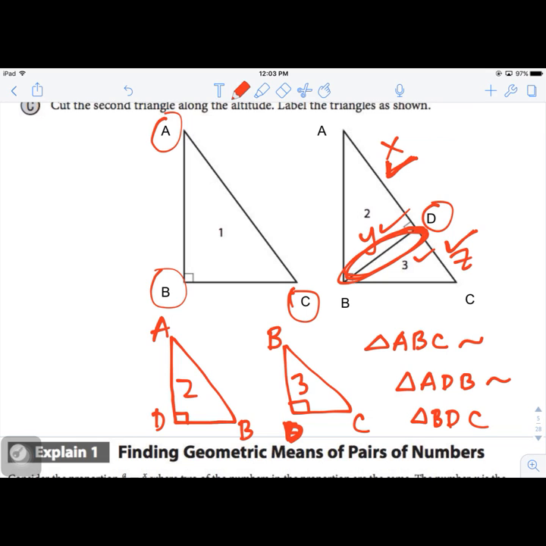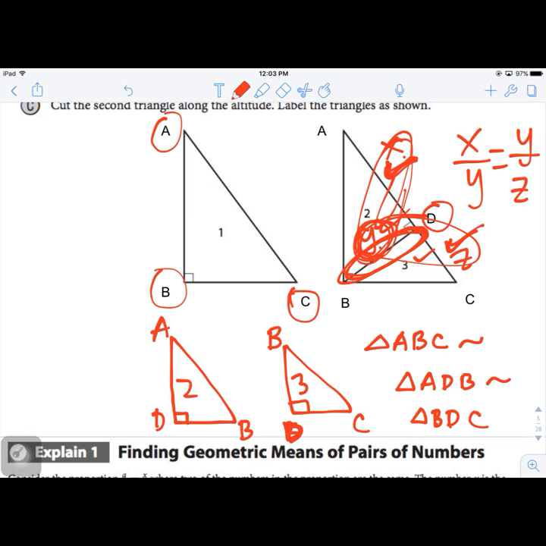So the way that we set it up is X over Y equals Y over Z. Notice this Y is repeated, so it's the mean between the side that is divided. So X to Y equals Y to Z. So if you can think of it that way.